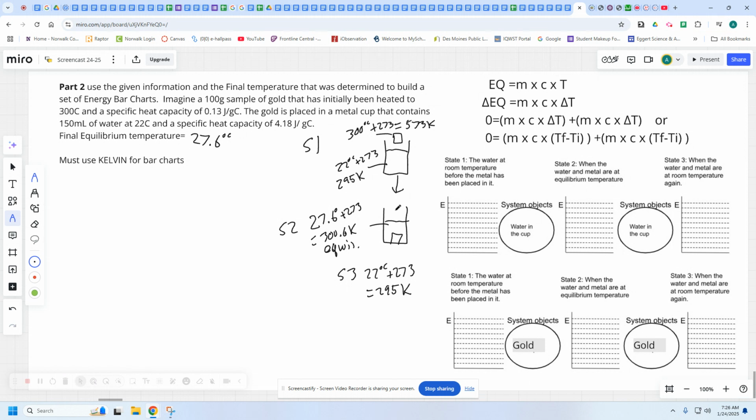So now that we've got all the temperatures for every object in every system at every state, we can now go through and do the EQ equation. Technically, you have to do an EQ calculation for every state. That's a total of 6 equations that you have to do.